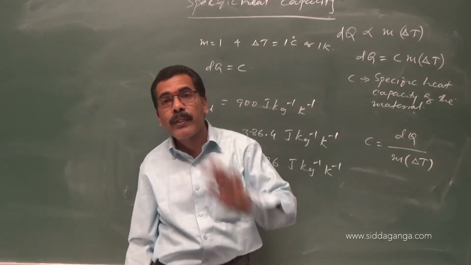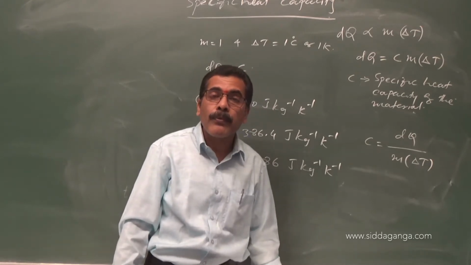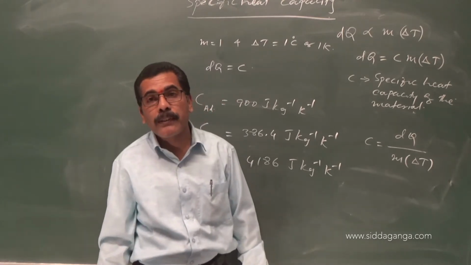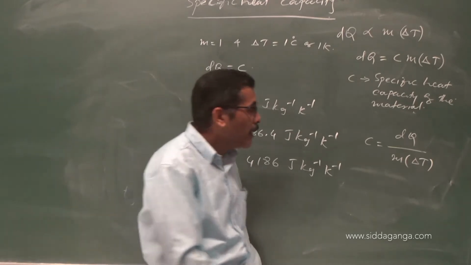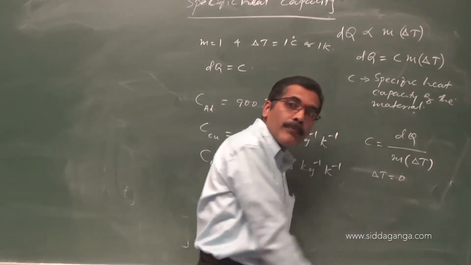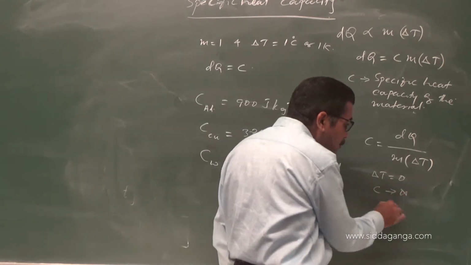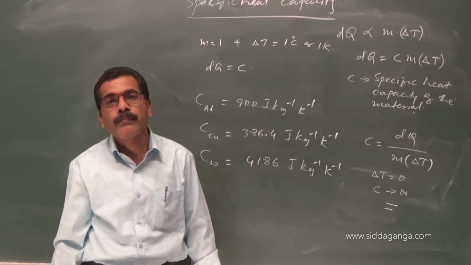This is a very important entrance question asked in the examination. What is the value for specific heat capacity during change of state? During change of state, delta T becomes equal to 0, and as a result, C tends to infinity. Right? Okay.